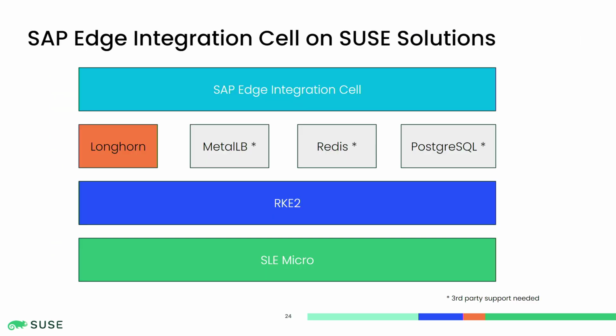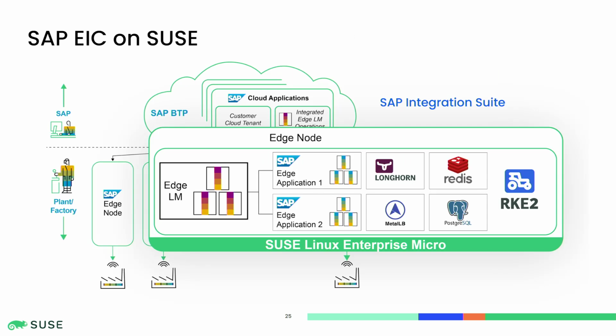Okay, so when we have that, we're all set and we can start deploying the SAP Edge Integration Cell. To get back to the picture that Diego was showing us earlier on, that would mean we now have this node here, our Edge node, as SAP calls it, running on SLE Micro, having our RKE on top, those 4 components we need for storage, for network, for the databases. And then we're good to go with our Edge application called SAP Edge Integration Cell.